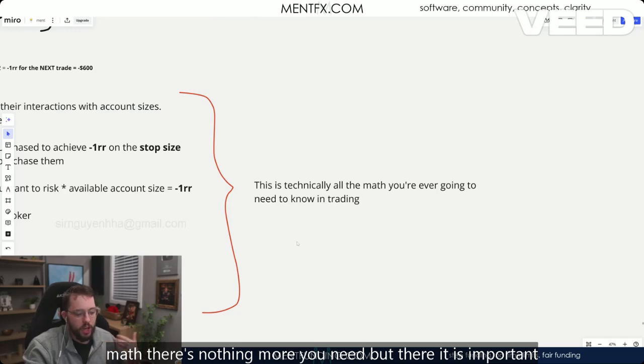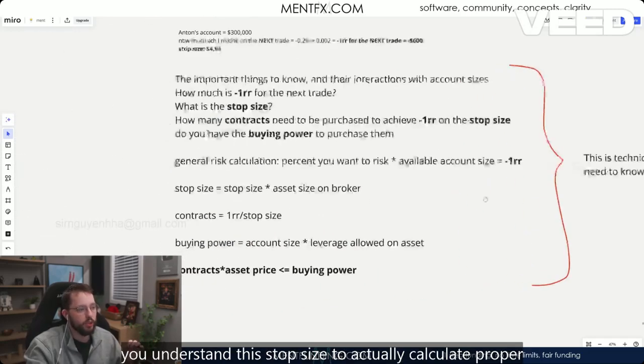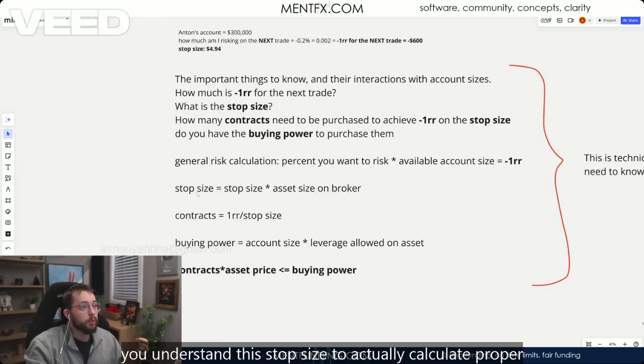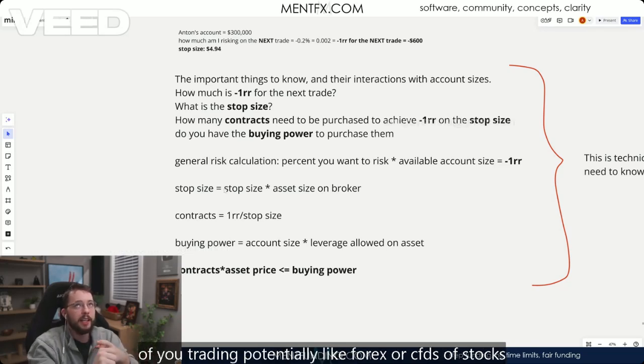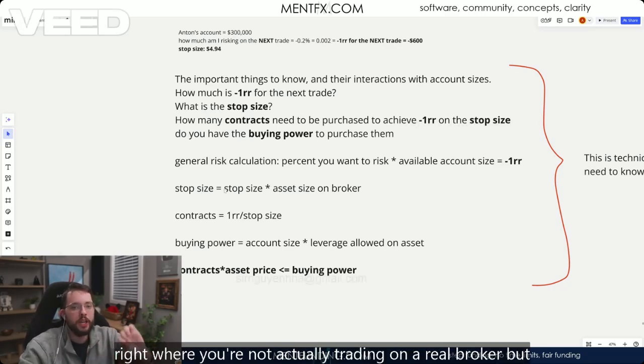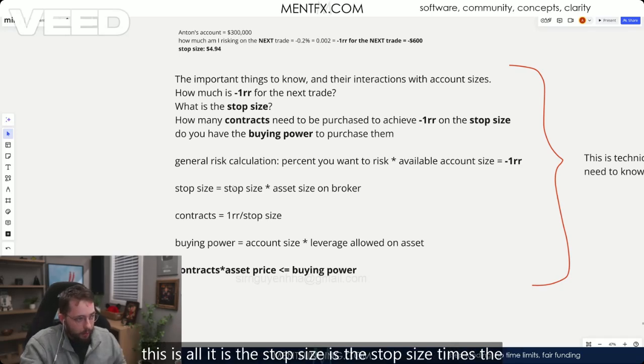Once you understand this math, there's nothing more you need, but it is important that you understand this. Stop size: to actually calculate proper stop size, and this is going to be broker specific for a lot of you trading potentially Forex or CFDs of stocks, where you're not actually trading on a real broker. But this is all it is.